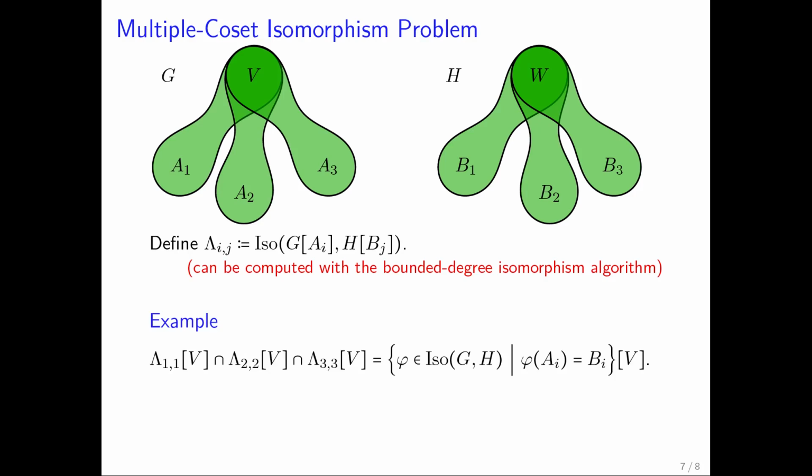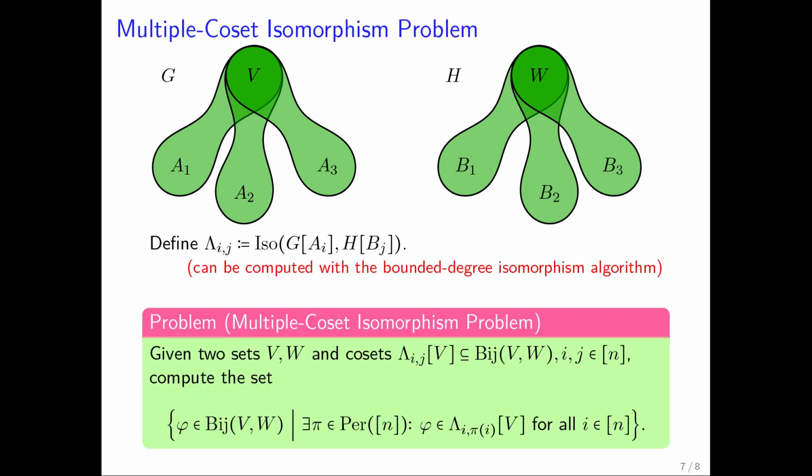If, for example, I would intersect lambda 1,1 with lambda 2,2 and lambda 3,3, of course induced on this set V, otherwise I can't intersect these bijections, I would obtain all isomorphisms from G to H that map Ai to Bi. So in this picture, A1 to B1, A2 to B2, and A3 to B3. But of course, this is not what we want, because there could also be an isomorphism mapping A1 to B3 and A3 to B1. So what we actually need to compute is described in the following problem.